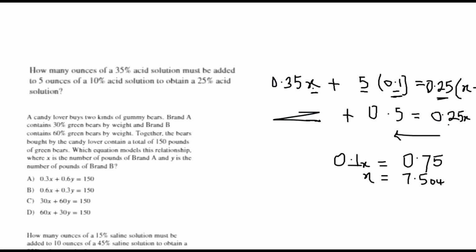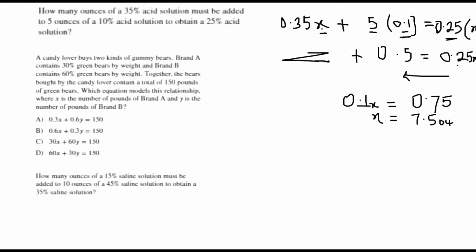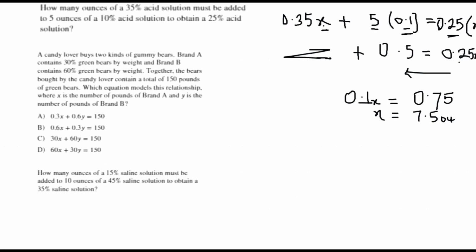Now let's move to the second question. It has to do with a candy lover, but it's two kinds of gummy bears. Brand A contains 30% green bears, so let's start solving. I think this is multiple choice, so 30% green bears by weight, 0.3. It's more of a concentration. And brand B is 60% green bears, that's 0.6.